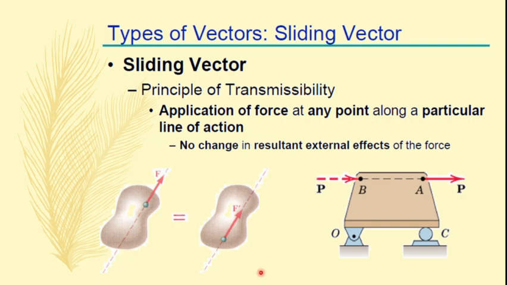Therefore, here you see, if this one is the object and if we apply a force here and if we draw the line of action by this dotted line, then we can place this force anywhere within this line of action, and the result we get for both the cases is the same. It is applicable for a rigid body.